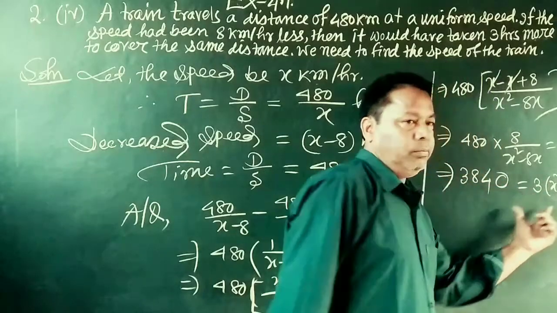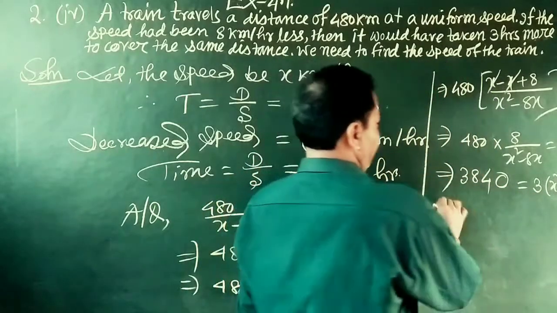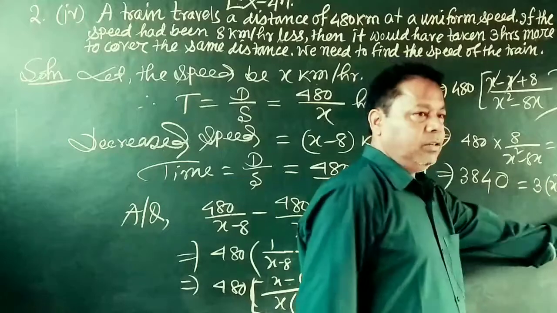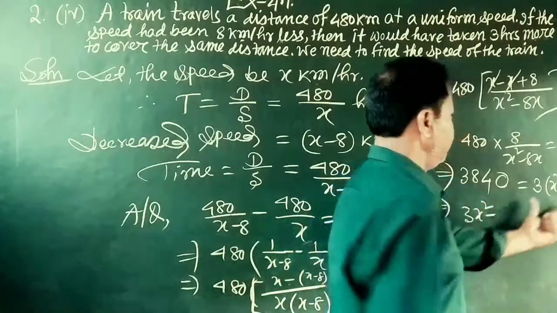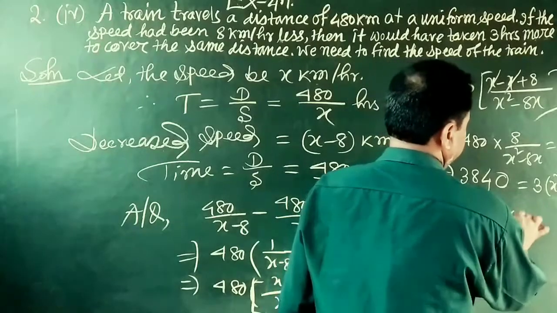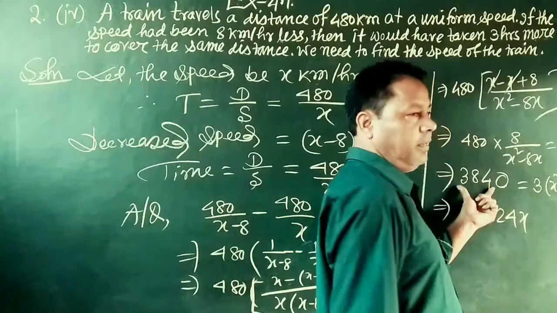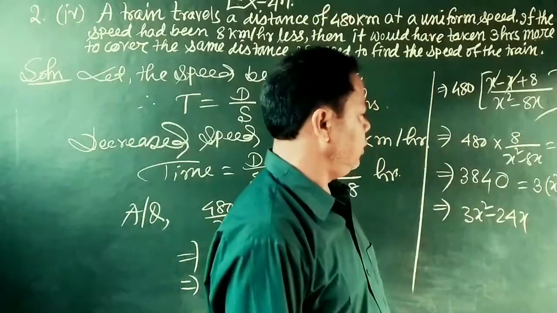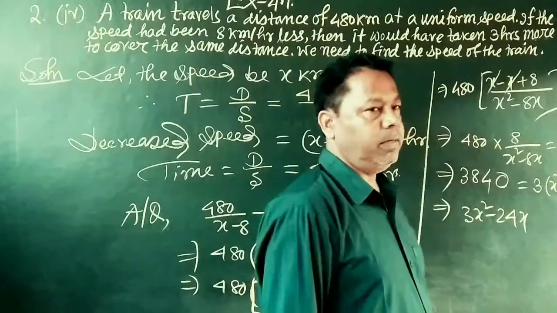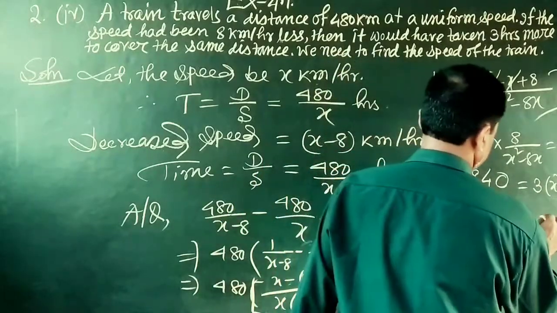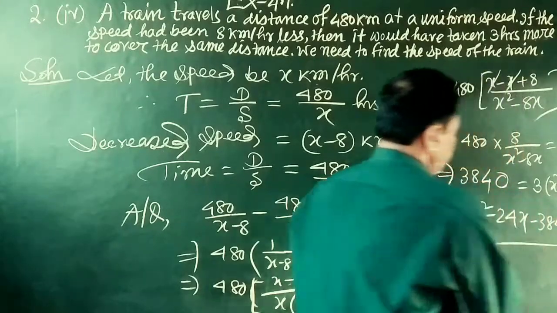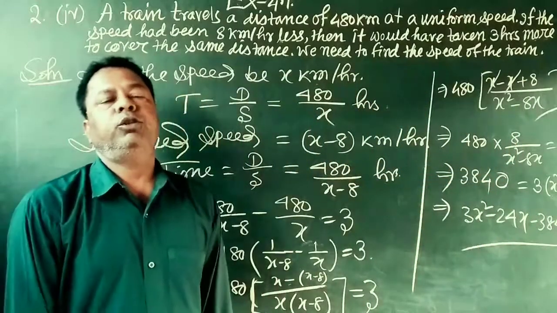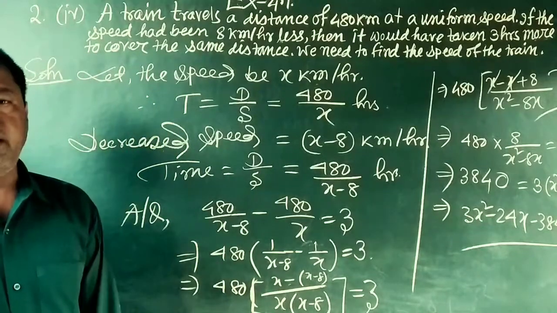This part I hope you all understood. Therefore, transferring this one to the right side, we get 3x squared minus 3 times 8, which is 24x. If 3840 is taken to the right side, the sign will become minus. 3x squared minus 24x minus 3840 is equal to 0. So this is the required equation to find out the speed of the train.